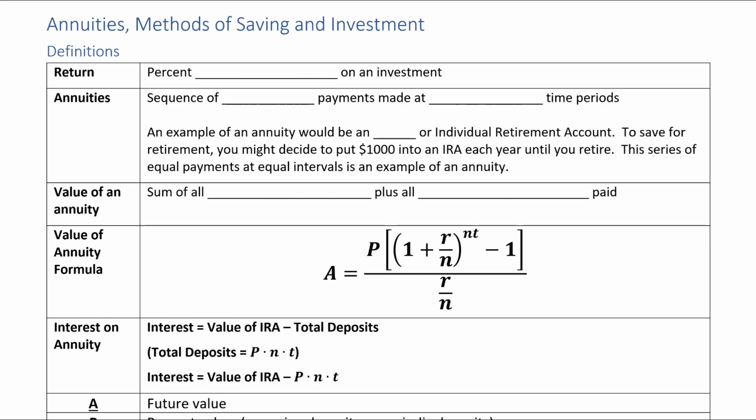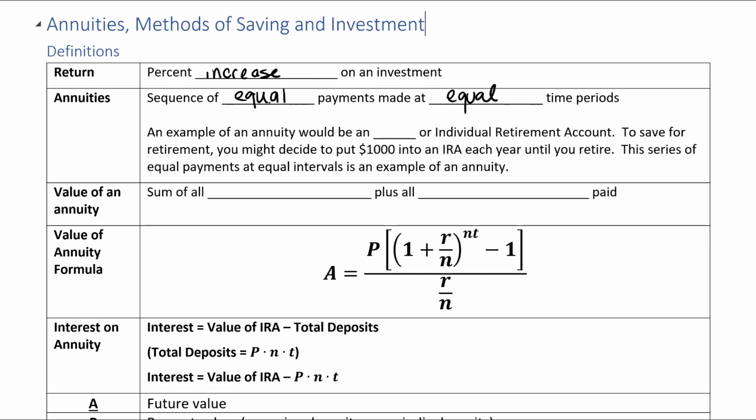Today's lesson is on annuities, methods of saving, and investment. So we need to go through some definitions first. First, a return is a percent increase on an investment. Next, we have annuity. An annuity is a sequence of equal payments that are made at equal time periods.